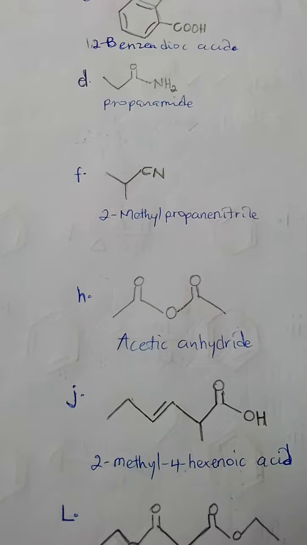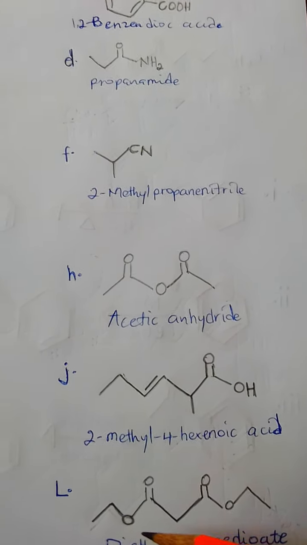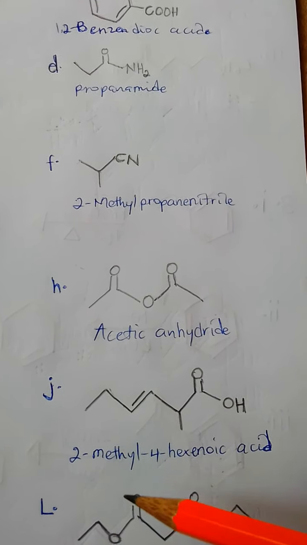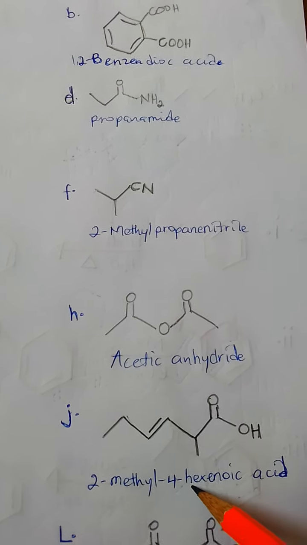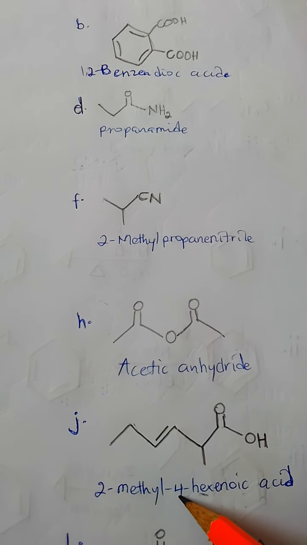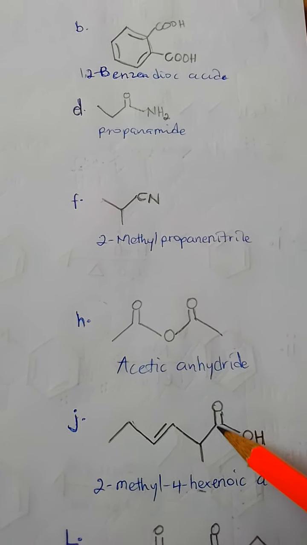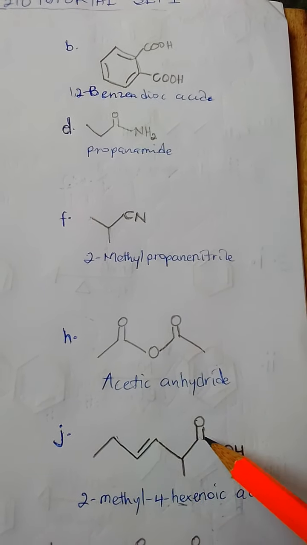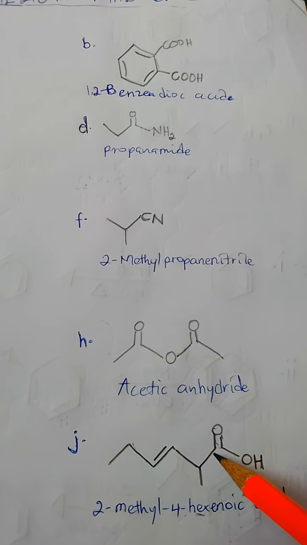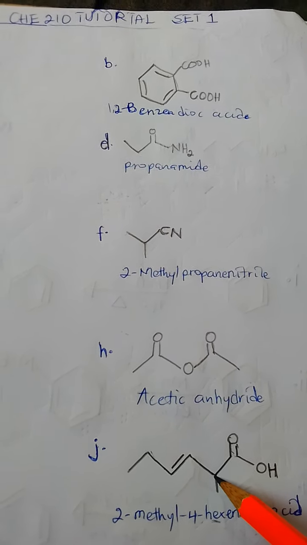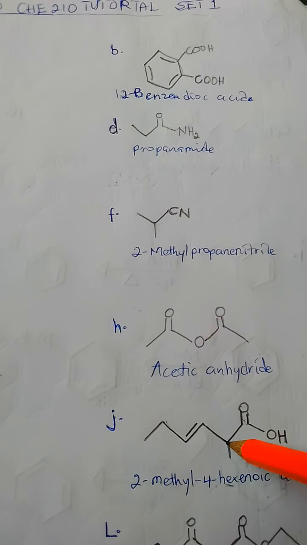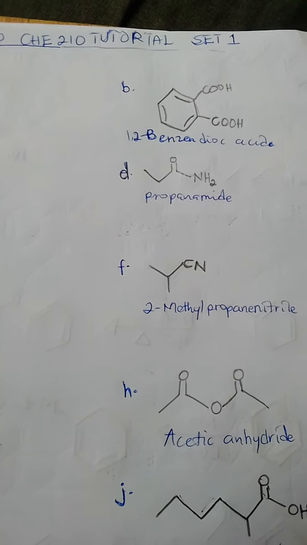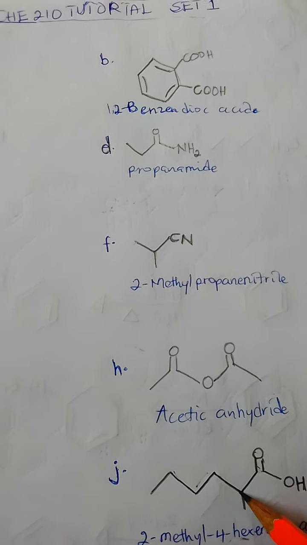If you come here, we have 2-methyl 4-hexenoic acid. So hexenoic, this en means that it is an alkene. The 4-hexenoic means that the alkene group is on the 4th position with respect to the carbonyl carbon 1, 2, 3, sorry. So this one is 1, 2, 3, 4.